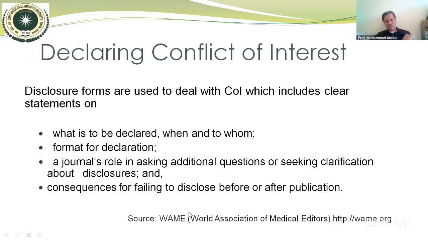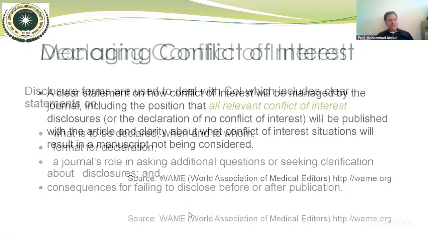So, consequences for failing to disclose before or after publication. Let's say before publication, if you declare everything in the right way, then no problem. But if it is after publication, you may have to retract your paper. Retraction, maybe some written apologies, and you may even be debarred from any sort of publication in that particular journal for a specified period of time. That all depends upon the policies of the various agencies working in that area, right?